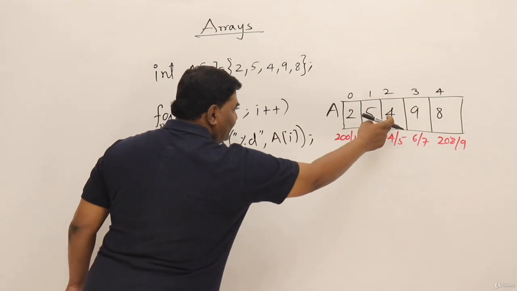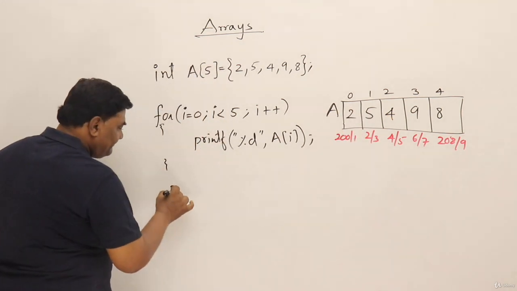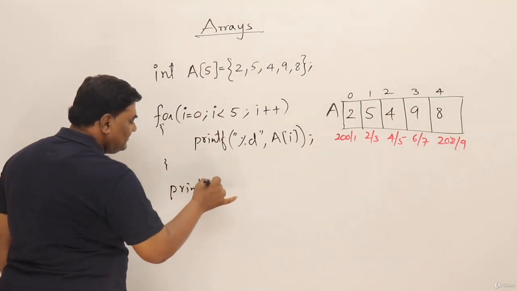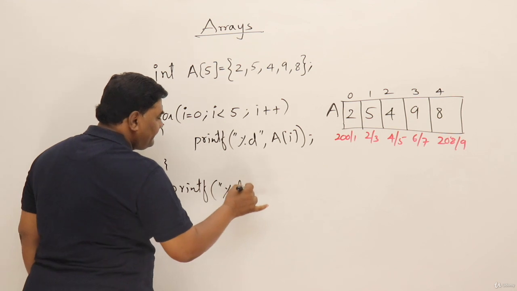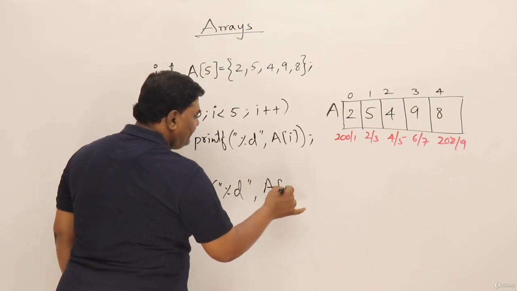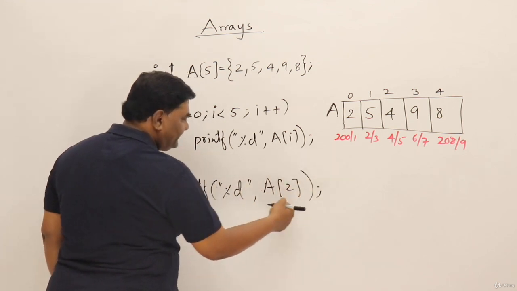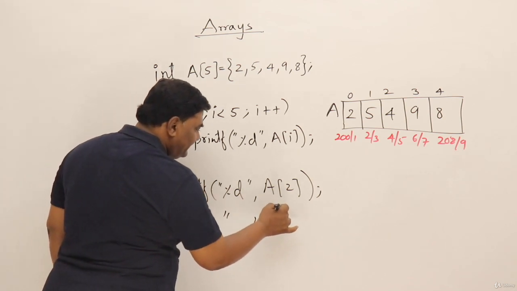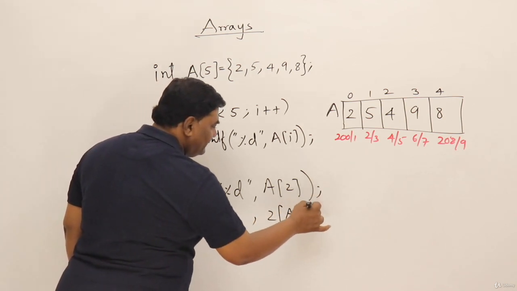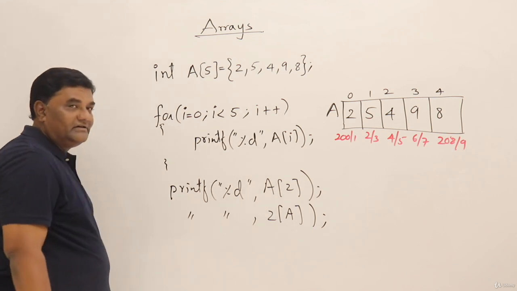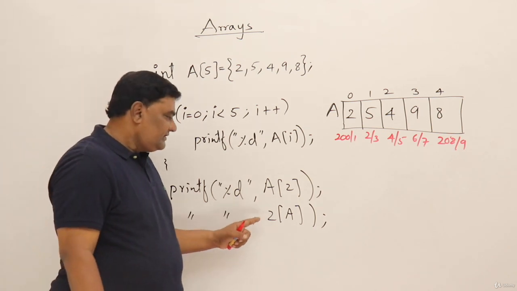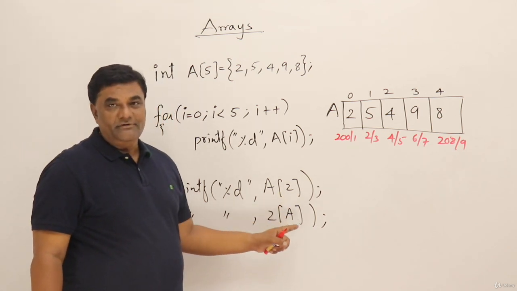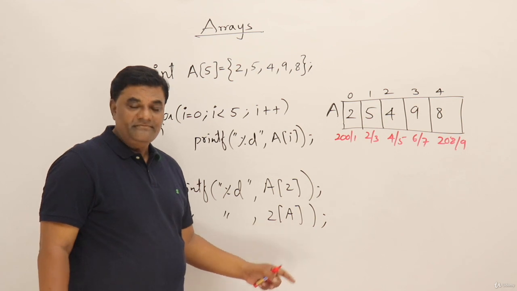If I want to print this element, then I can say printf %d a of 2. This is one method. Then the same thing, printf, I can even say 2 of a. This is another method. So you can even use the index outside and the name of the array inside the subscript.